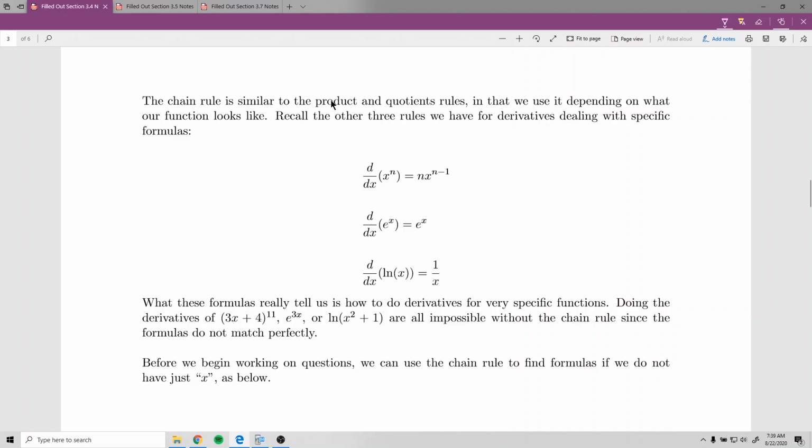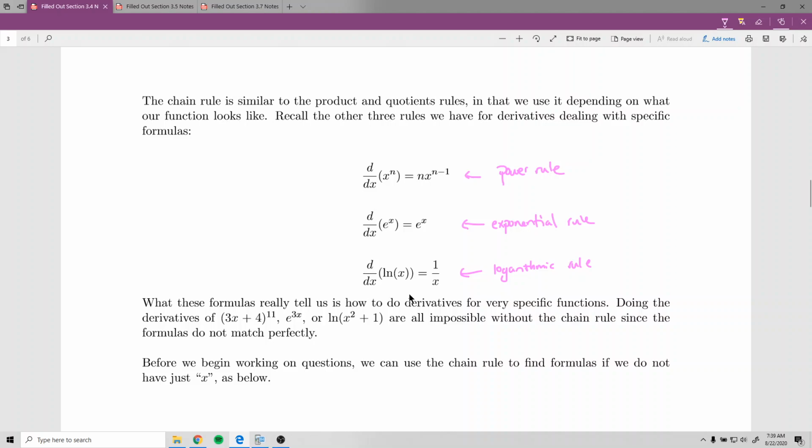So the chain rule is similar to the product and quotient rules in that we use it depending on what our function looks like. So I'm just going to recall basically the 3 other rules we had for specific functions. The product and quotient rule are just general. The first one here is the power rule. The second one here is the exponent. I'm just going to call it the exponential rule. And then the third one is the logarithmic rule. These aren't the official names of these by any means, but just to be able to refer to them.